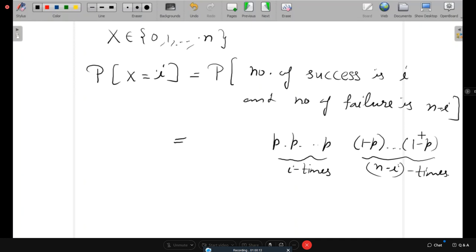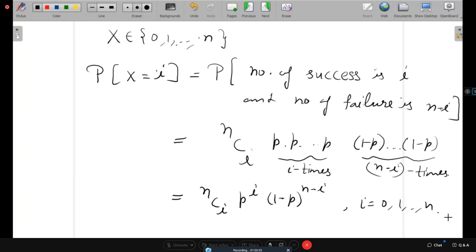Now, these things can be in any order, meaning first is failure, second is success, third is success, fourth is failure, and so on. So, how many such possible cases will there be? nCi. Out of n, i are successes, so that will give you nCi. So, n choose i. So this is equal to nCi times p to the power i times (1 minus p) to the power n minus i, with i equals 0, 1, 2 and so on. So this will give you the PMF.